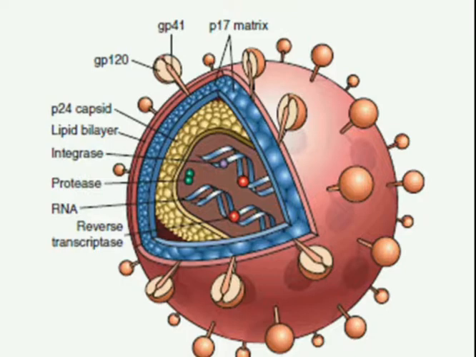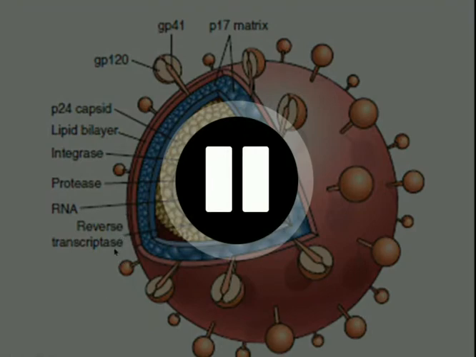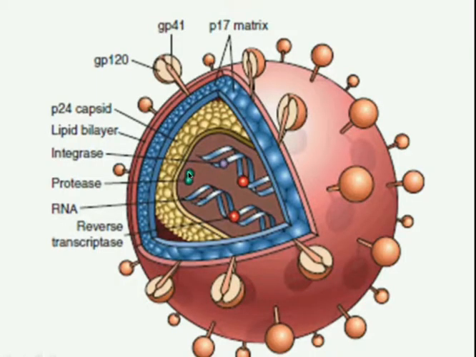RNA virus. So there is a reverse transcriptase for converting RNA to DNA. And there are other enzymes, integrase and protease. These are the enzymes: reverse transcriptase, which converts RNA to DNA, integrase, and protease.